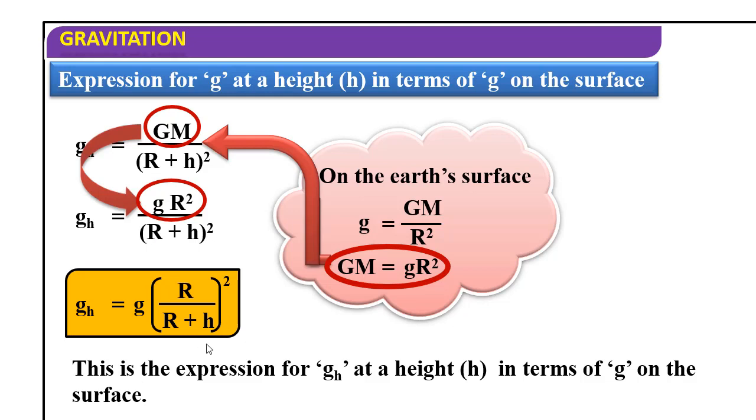If height h is comparable to R or something like that, then we have to use this formula. For a very small value, if R is very much greater than h, then we can use the previous formula, 1 minus 2h by R. For h comparable to R, suppose h is equal to R, you cannot use that other formula. You have to use this formula.